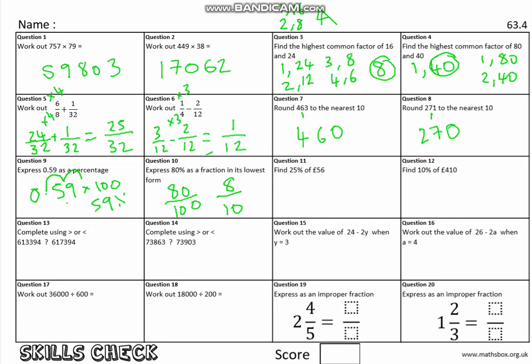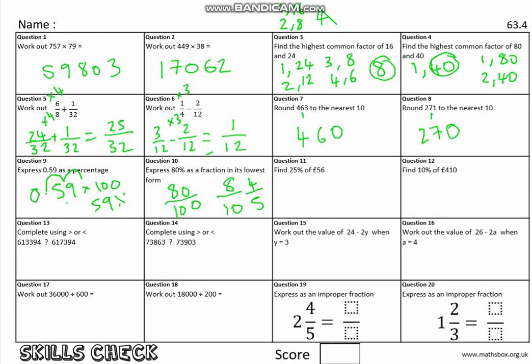Because they're both even numbers, so I can divide by 2. So that would be then 4 over 5, okay? Because half of 8 is 4, and half of 10 is 5. So that's our final answer there.